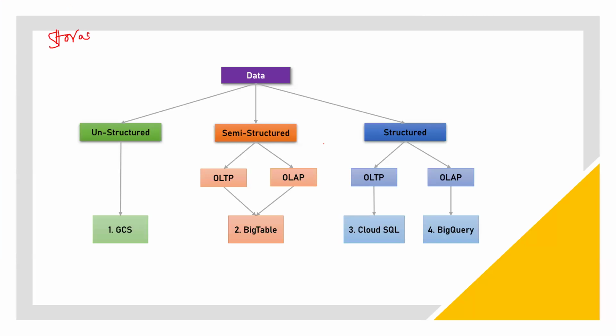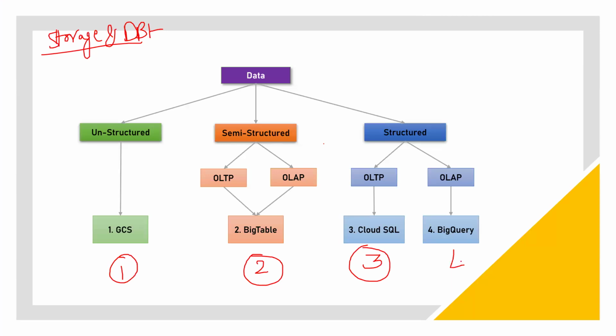These all come under the storage and the database services. So the first services that we are looking at are Google Cloud Storage, Bigtable, Cloud SQL, and BigQuery. So here we are covering 4 services. These all come under the storage and database services.